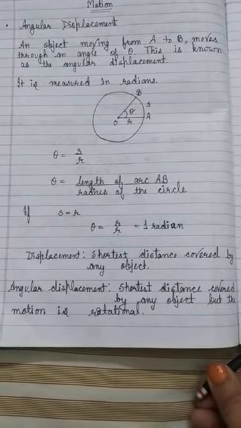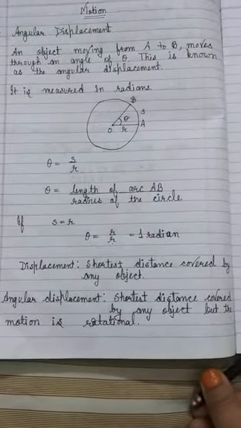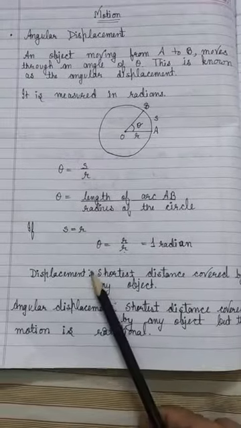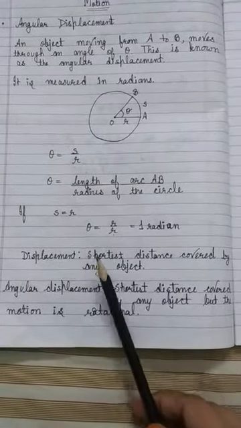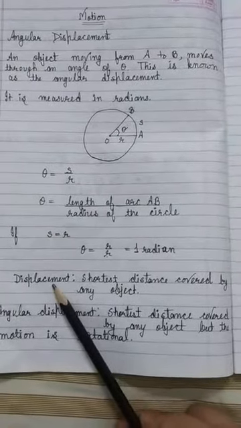The name of the topic is angular displacement. Before understanding angular displacement, let's recall the definition of displacement. What do you mean by displacement? Shortest distance covered by any object is known as displacement.